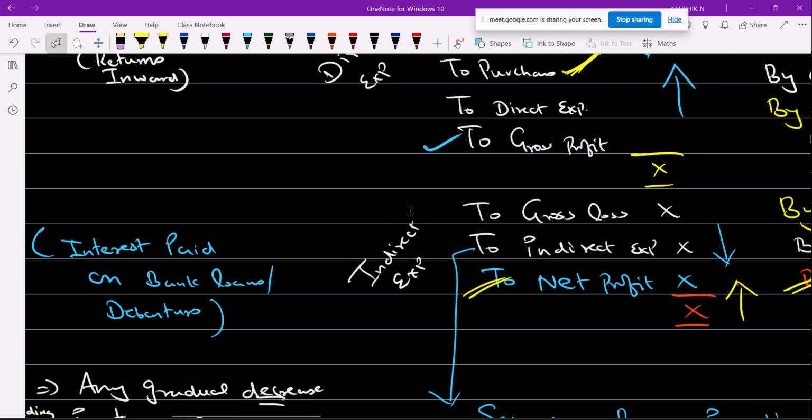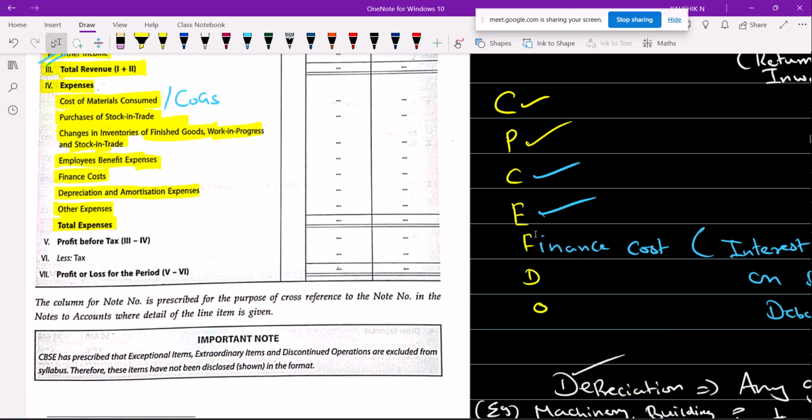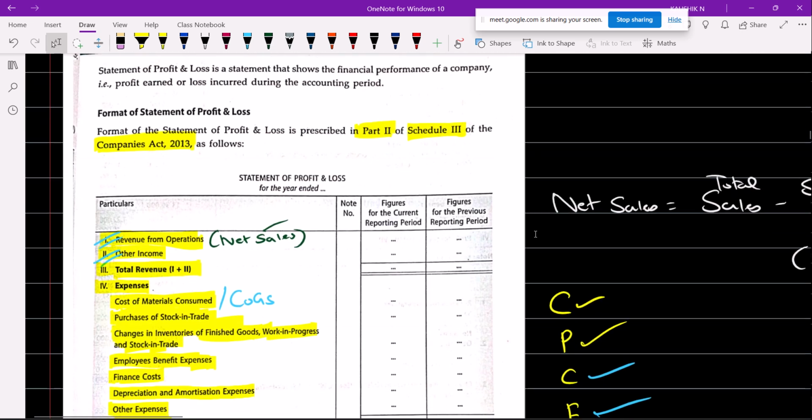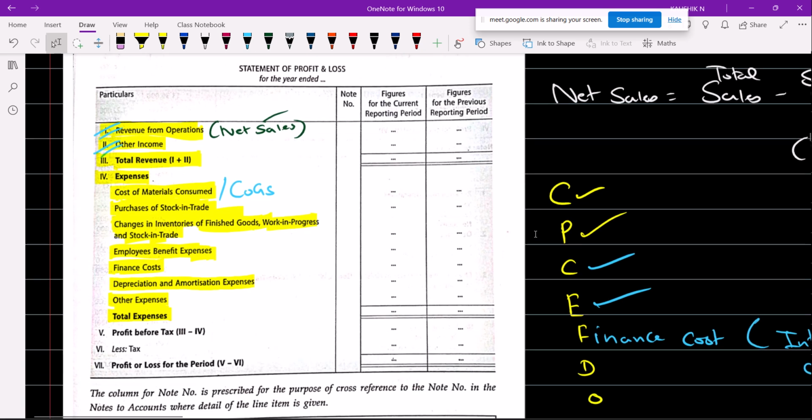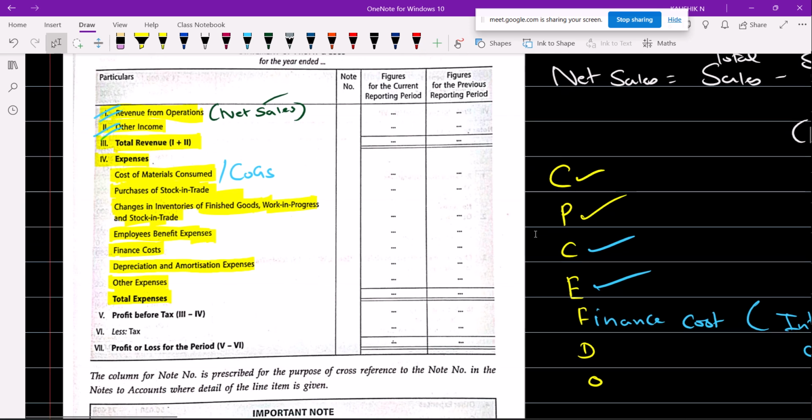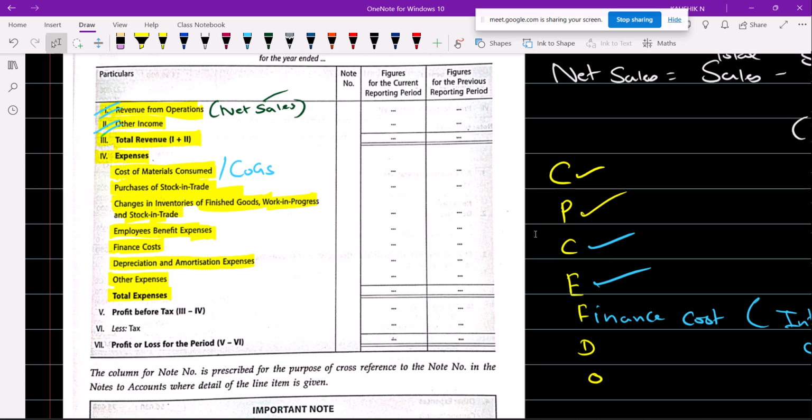So I have categorized the revenue into two different heads. They are revenue from operations, that is your direct income, and other income. That gives me total revenue. And your direct expenses and indirect expenses have been clubbed together under the category of expenses, and that gives me the total expenses. Now the difference between Roman number 3, which is marked as total revenue, and Roman number 4, which is your expenses, so Roman number 3 minus Roman number 4 will give you the net result as profit or loss.